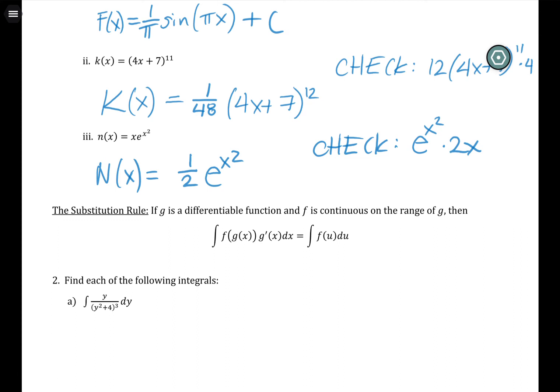Our method is not going to be trial and error. So please don't just try and trial and error your way through all of these. I'll want to actually see substitution so that I know you can do this. But that's what we're looking at.